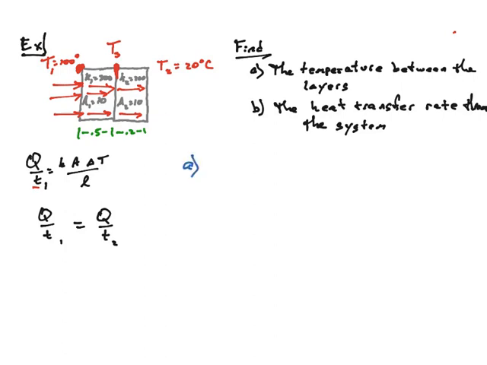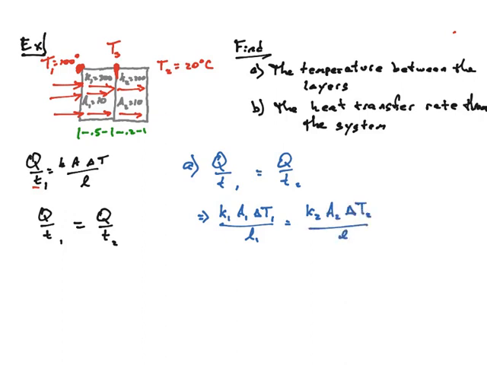Let's look at part A. I need to find this T3. I can't do it with just one of these Q over T's because it's the unknown. And I also don't know what Q over T is as a number yet. But what I'm going to say is that Q over T for material 1 is equal to Q over T for material 2. Well, what is Q over T for material 1? K1, A1, delta T1 over L1. And the same for 2. K2, A2, delta T2 over L2.